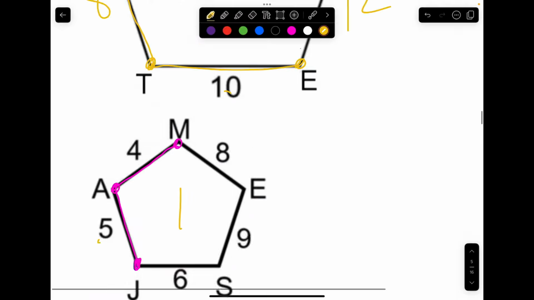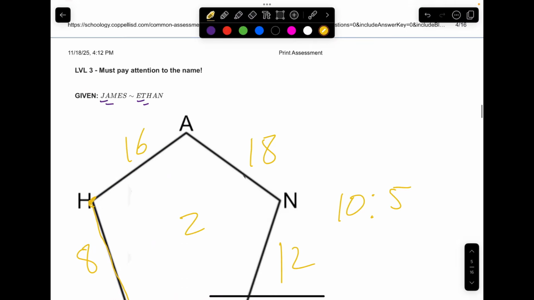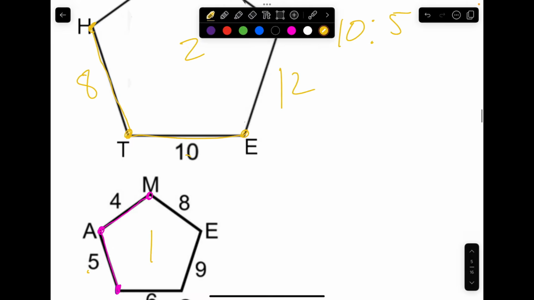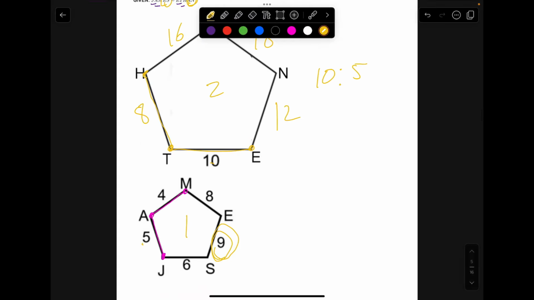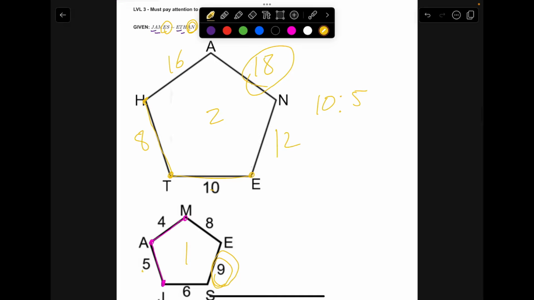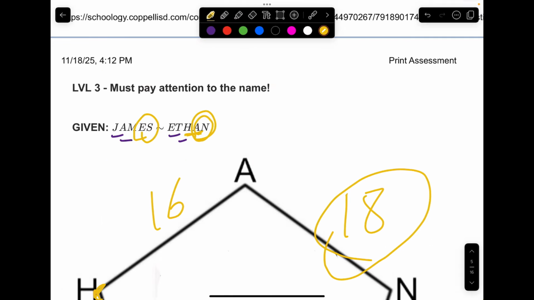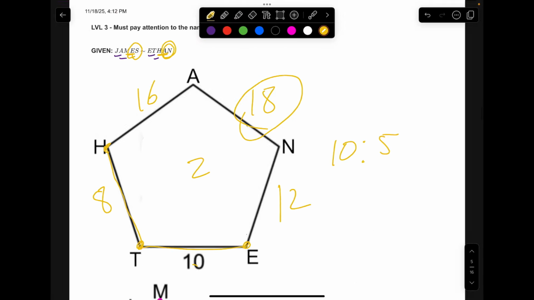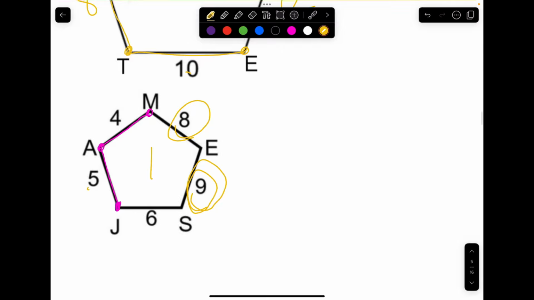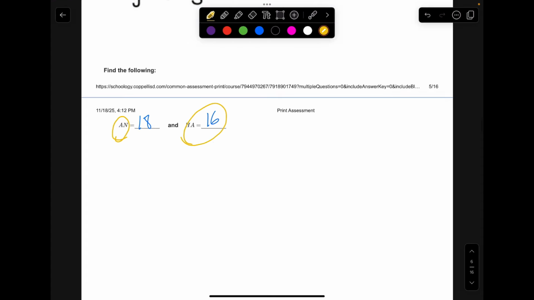Like they asked for AN, look at AN in the name. AN goes with ES. So ES is 9, so 9 times 2, AN is 18. And then the same thing with HA. HA goes with ME, so go to ME, 8, ME times 2 is 16.